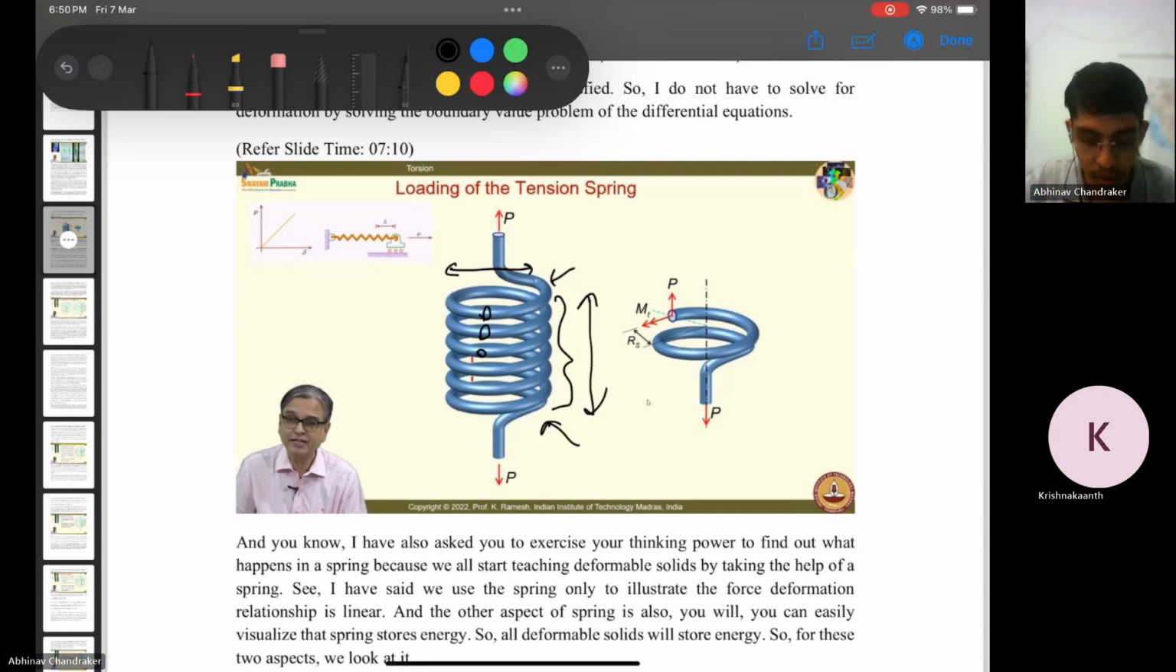So what sir is saying is, due to this twisting in the overall coil, there is some strain that is created, and that strain is coming out as the extension of the whole coil. This is a bit tricky to visualize actually.